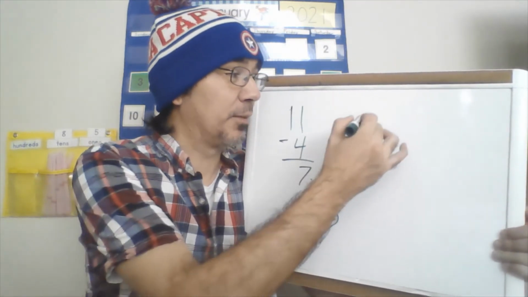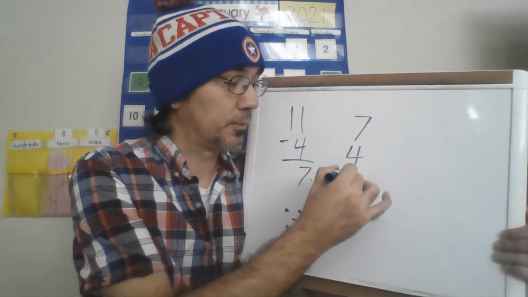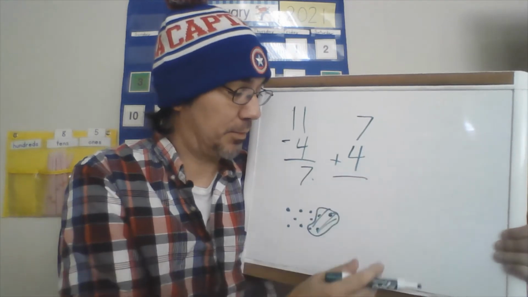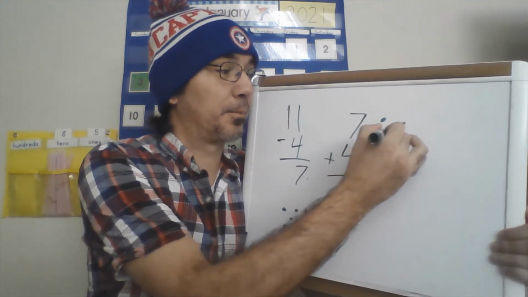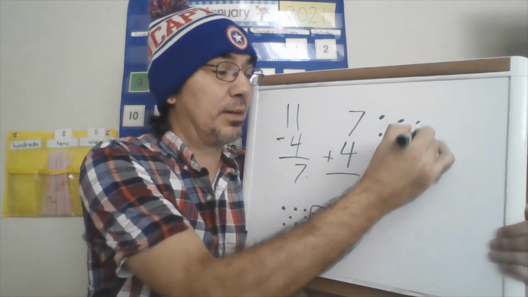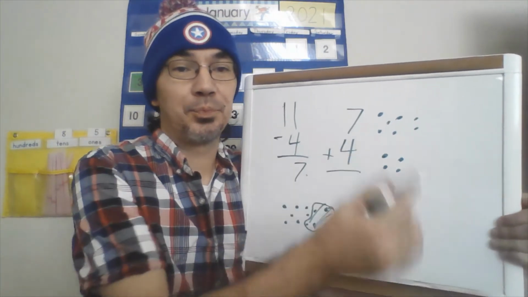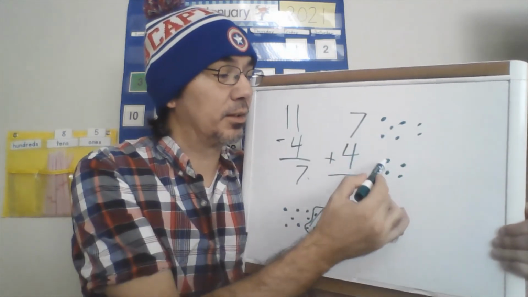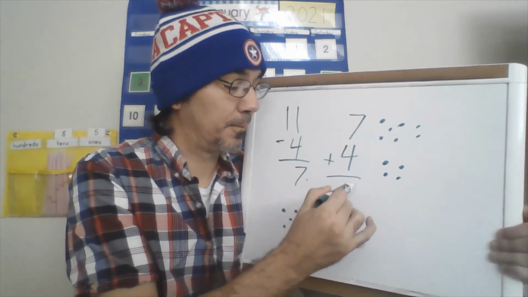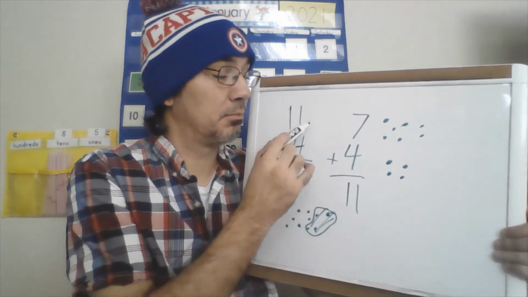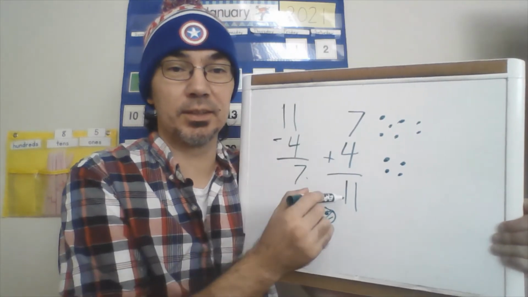So I'm going to take my 7, put it here up top, bring my 4 over. 7 plus 4. So let's do our dots. 6, 7, and 4. 1, 2, 3, 4. Now, let's add them up. 7, 8, 9, 10, 11. Did we get the same answer? Did we get 11? Yes, we did. And there's 11, there's 11.